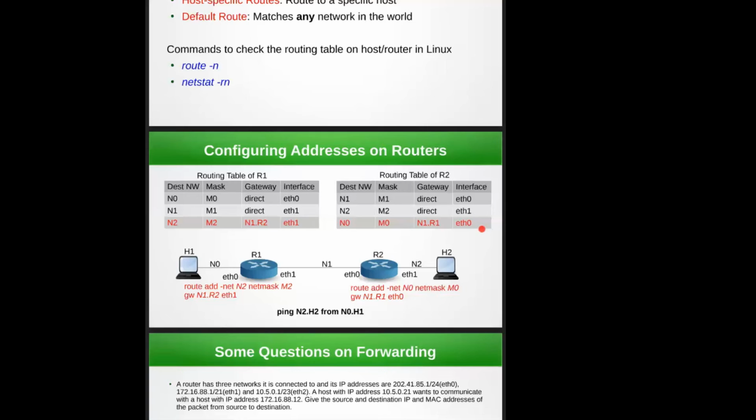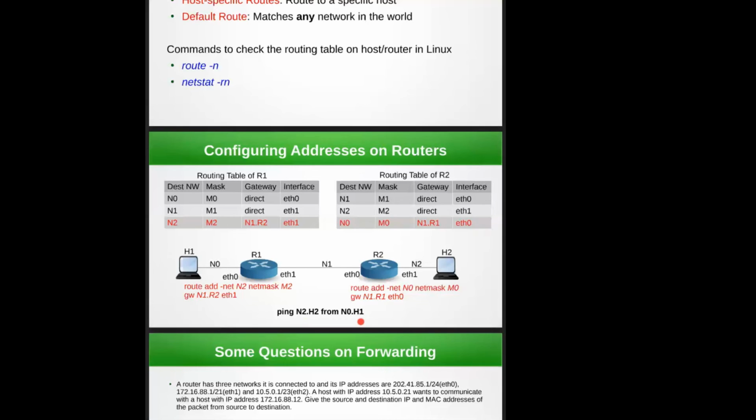Okay, so now this is our small world network. There are 3 networks only in our small world, and every router knows how to get to all 3 networks. So any host can talk to any host in this small world using the same logic that we have discussed earlier. So I can do ping n2.h2 from n0.h1.